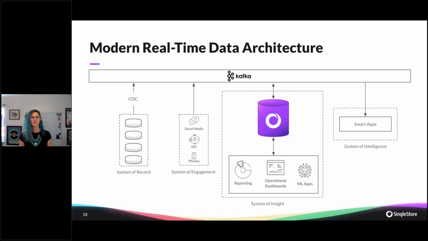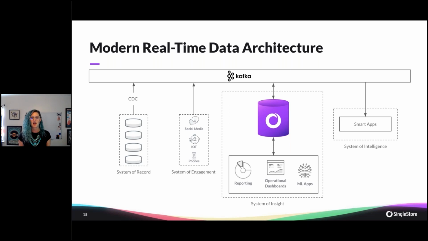Now SingleStore can process the data in real time. It can be immediately analyzed by operational dashboards, by reports, by machine learning apps, or it could be used for pre-processing of the data. Now you could store the data long-term for reporting and trend analysis, and use that history for building and operationalizing models as well.